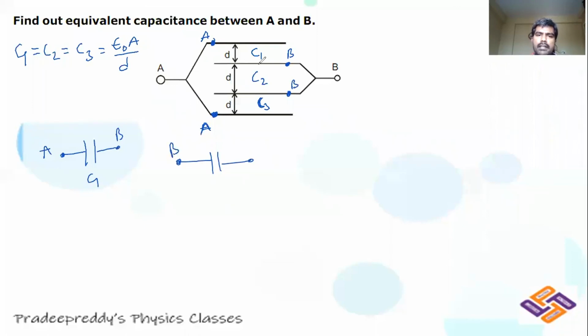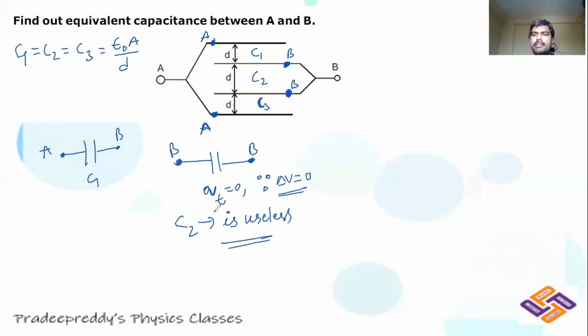Check it. Second one, C2, its one plate potential is B. Another plate potential is also B. Therefore, there is no charge transfer here. Q transfer will be equal to 0 since delta V, the potential difference, is equal to 0. As the potential difference is equal to 0, there is no charge transferred over here. Therefore, C2 is useless. We will not consider this C2 because it is useless.